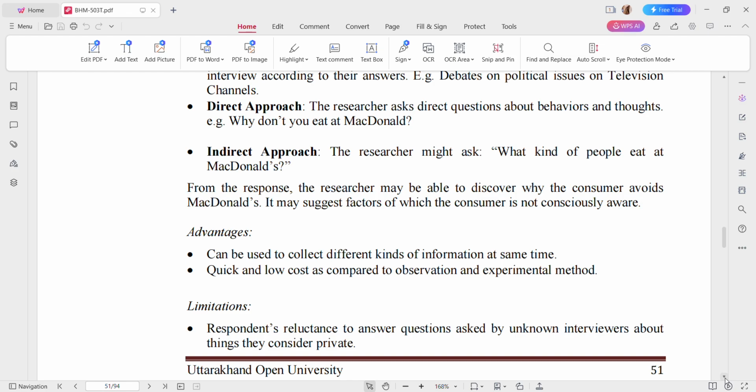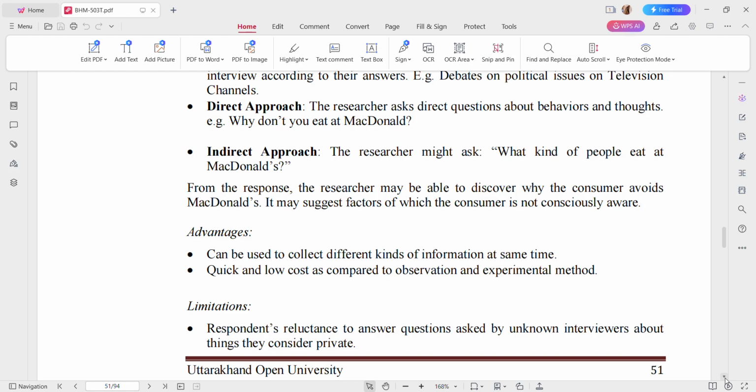Okay, now what are the advantages of this? It can be used to collect different kinds of information at the same time when you do survey, no? Pwede mo siyang, like, you wanted to know how many are Globe users in the area, so you can do it at the same time. Just produce a questionnaire, distribute it, so you can collect different types of information at the same time.